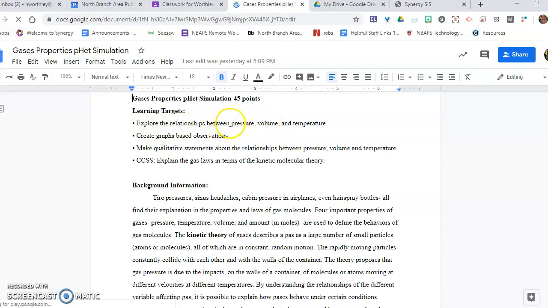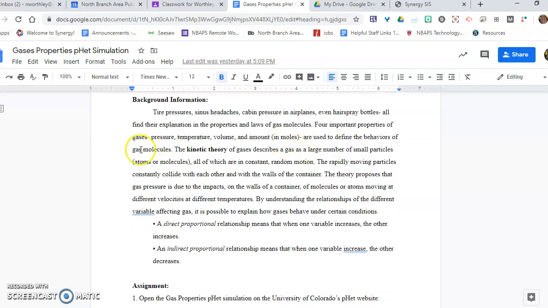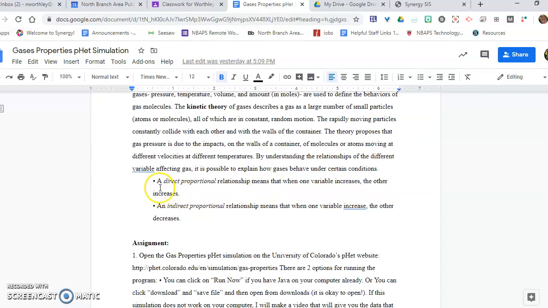We're going to look at relationships between pressure, volume, and temperature. We're going to create some graphs. I'll show you how to do that. And then we're going to make qualitative statements about the relationship between pressure, volume, and temperature. So we're going to see how those three things interact in a gas. I'm not going to go through all of this. A lot of this is going to be in the notes, so make sure you watch that video.